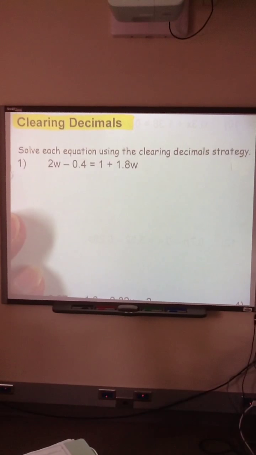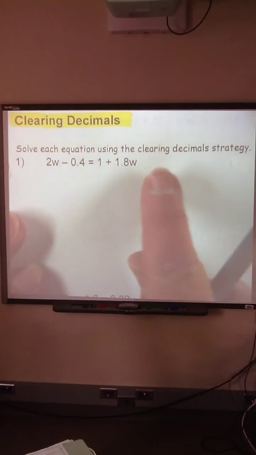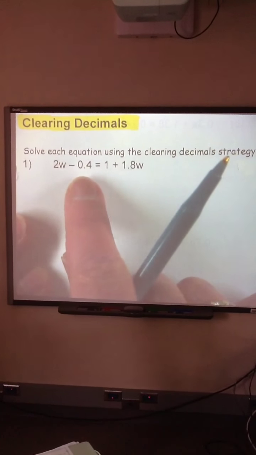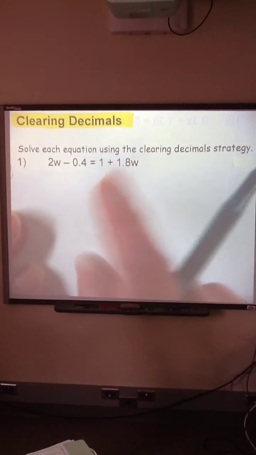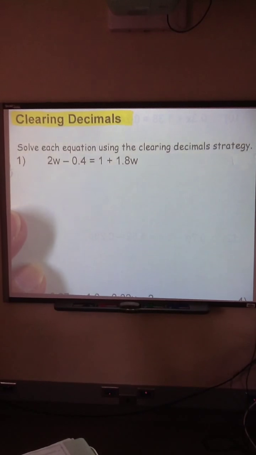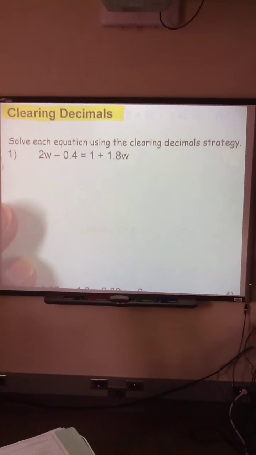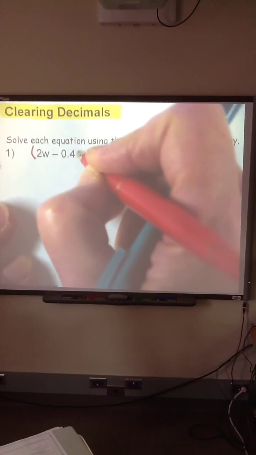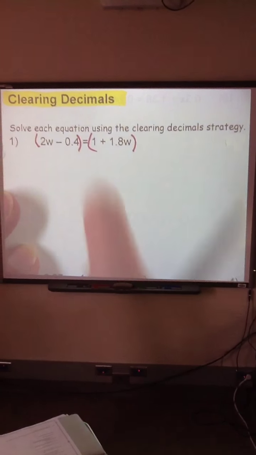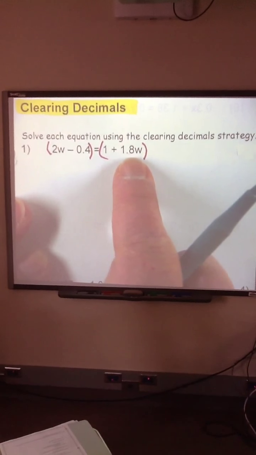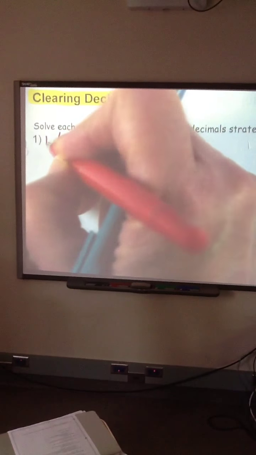In this lesson, we are going to learn how to solve an equation in which we use the clearing decimal strategy. Instead of working with decimals and worrying about the decimal point, there is a strategy whereby you can multiply each side by a power of 10 to eliminate the decimal. So in this problem, on each side of the equation, you'll notice that we have a decimal that has one decimal place. To clear a decimal with one decimal place, we would multiply by the number 10.